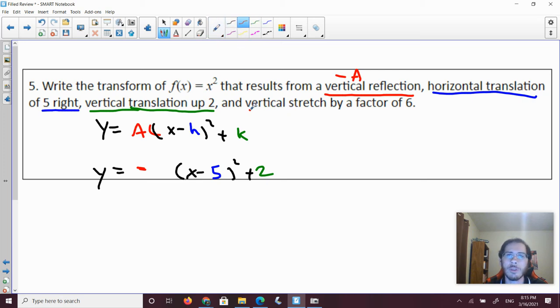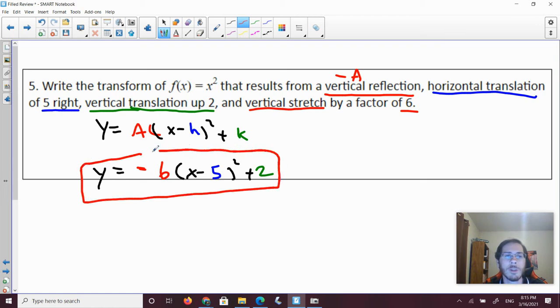We still have this vertical stretch by a factor of 6. So a stretch means we're going to get a little bit thinner. So we want a number that's greater than 1. The negative's fine. The negative just stays out front. So we get y equals negative 6 times the quantity x minus 5 squared plus 2. And that's it for number 5.